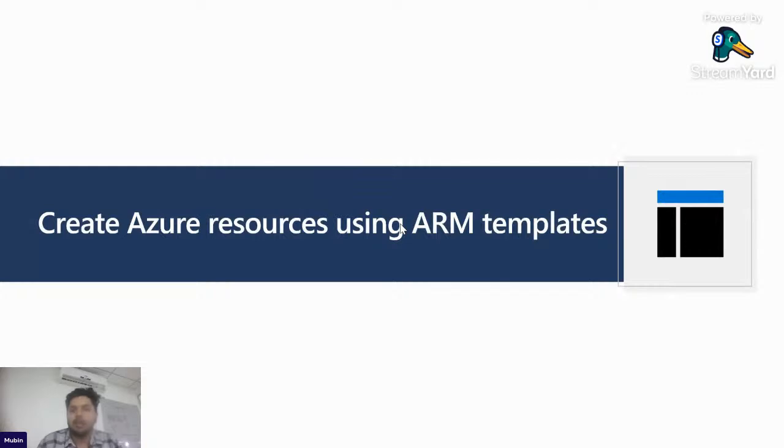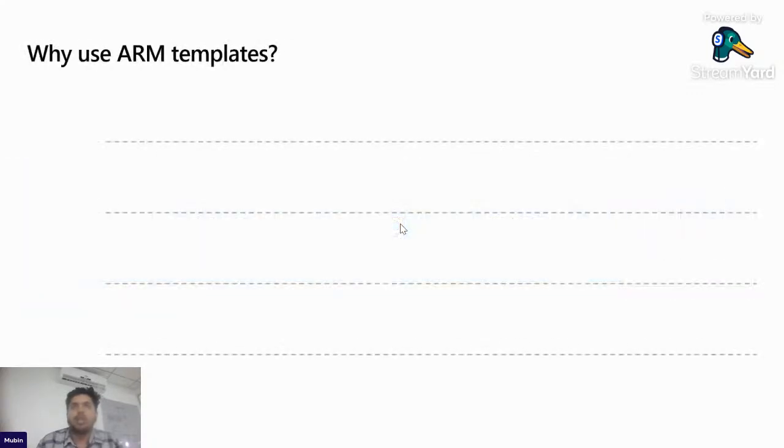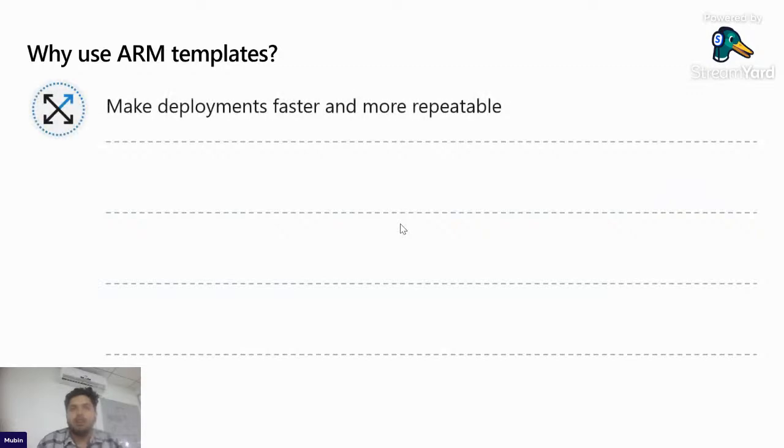We will be covering the ARM template part in this session. Here, again, the question comes: why use ARM templates, because there are other tools or other platforms also available? What happens is that it makes the deployment faster and more repeatable, which I explained in the previous slides. We create reusable templates, which makes the deployments faster and more repeatable.